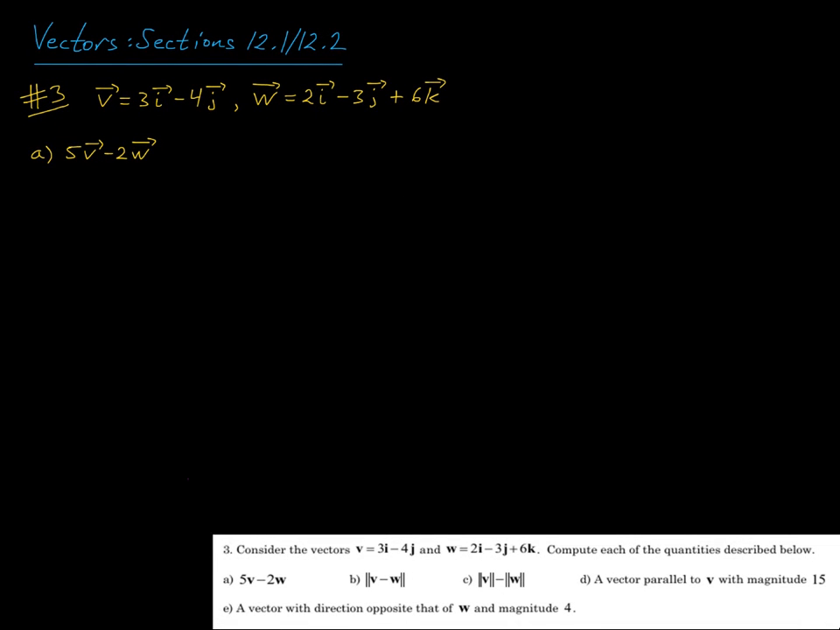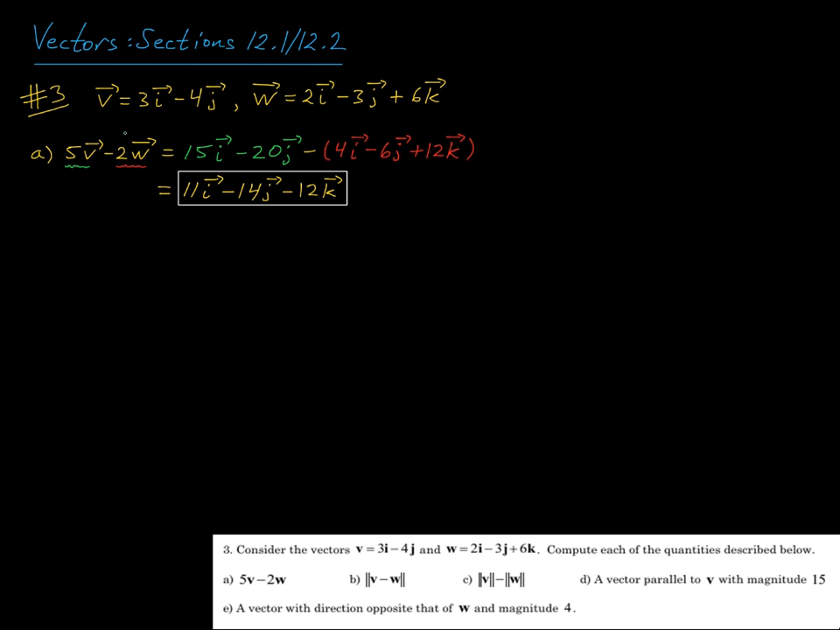All right, question 3 says, consider the vectors v, which is 3i minus 4j, and w, which is 2i minus 3j plus 6k. Compute each of the quantities described below. So for part A, we're looking at 5v minus 2w. So 5v, just scale the components of v by 5, so 15i minus 20j. And then for 2w, just scale the components of w by 2. You get 4i minus 6j plus 12k.